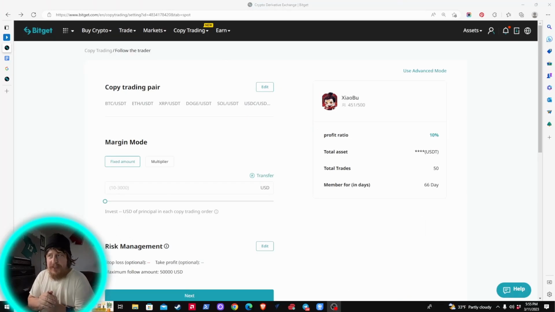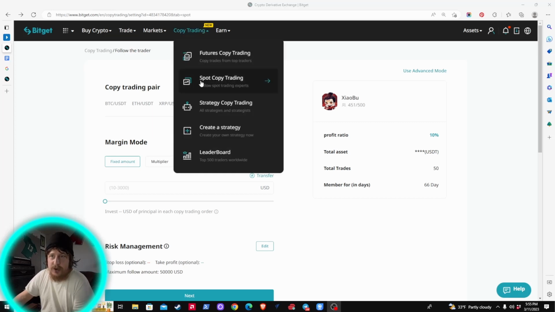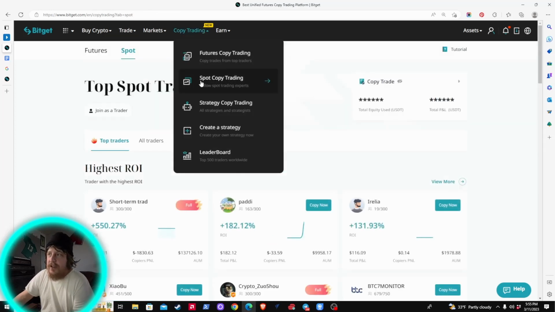And then one really important thing to take note of is at any time, if you want to get back to that overview page where you can see who you're following and make sure, if you don't want to be following anybody, that you unfollow them, you can go up here to copy trading, go to spot copy trading, because that's what we're looking at right now.